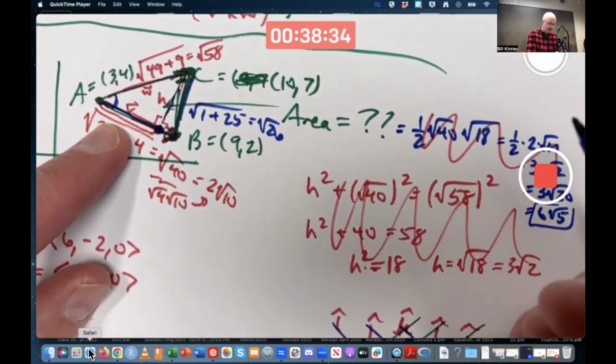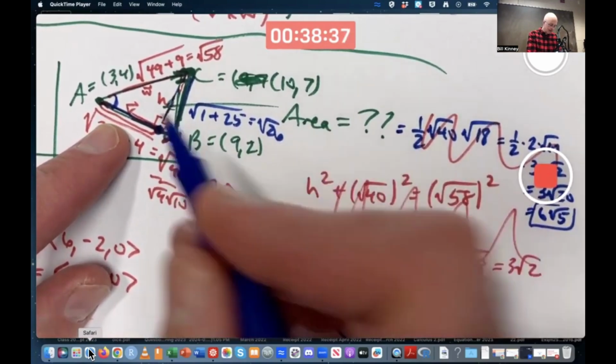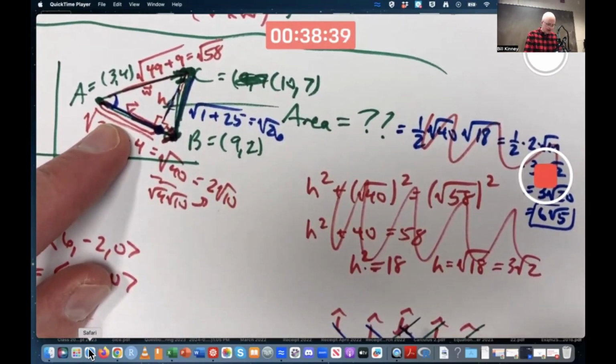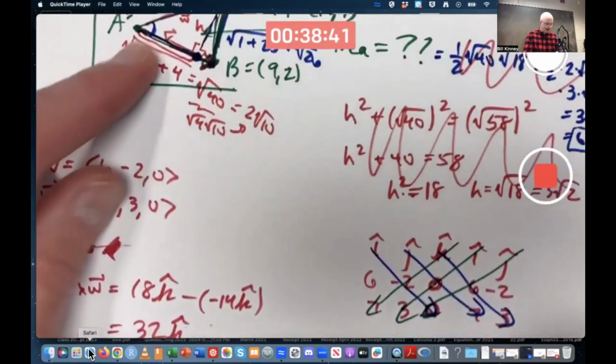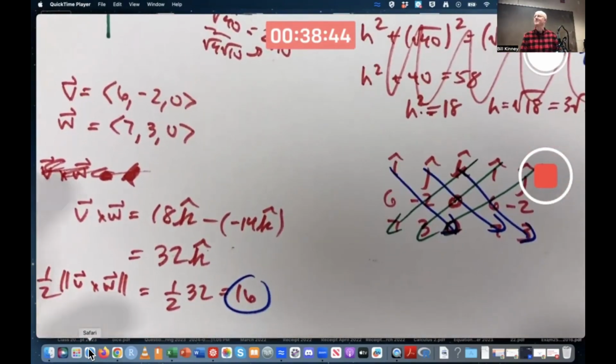Actually, yeah, I could find the height without the Pythagorean theorem, I guess. I could find the base, and then I could use the Pythagorean theorem as well. Hopefully, ultimately get the right answer. 16 has got to be the right answer.